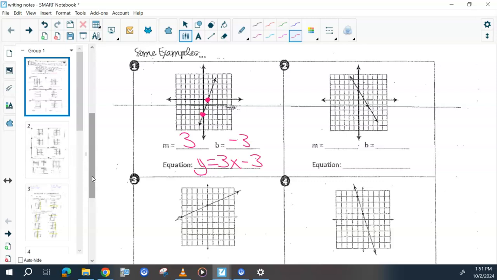Let's try example 2. What is that y-intercept? 2. And then there is another point right here. What is that slope? -3/2. So what would that equation look like?